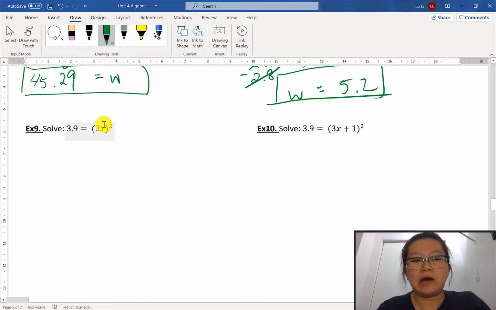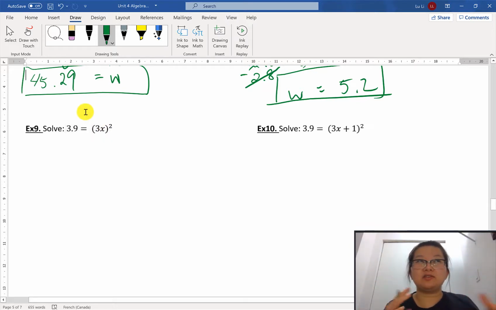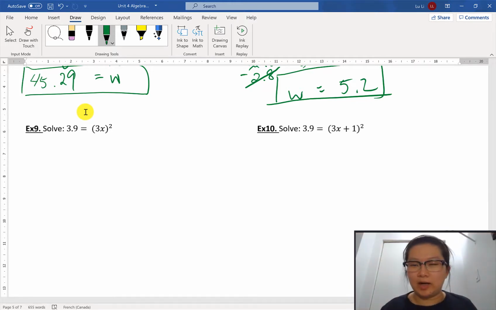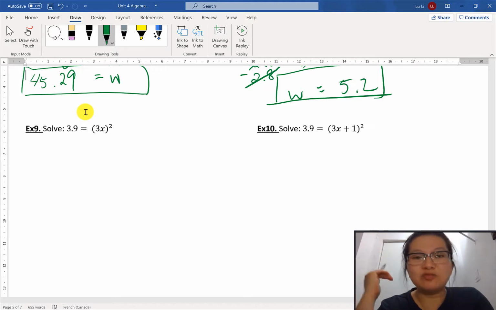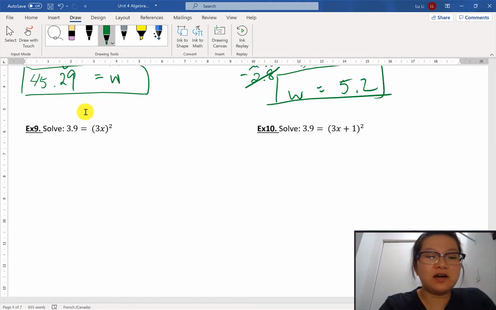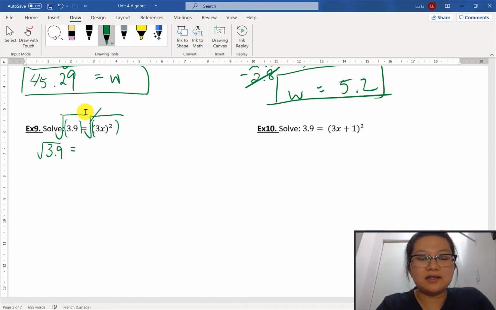There is a square right outside of all of my variables that are on the inside. So again, I'm going to peel the onion. I want to get rid of that square, okay? So the first thing I'm going to do is to get rid of the square by taking the square root of both sides of the equation. So imagining I am bracketing this, taking the square root, bracketing this, taking the square root. Okay, so I get the square root of 3.9 is equal to, the radical sign cancels, the square root cancels out with the square. I am just left with 3x now, okay?